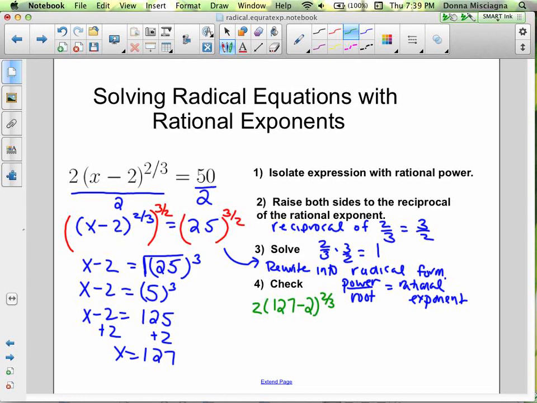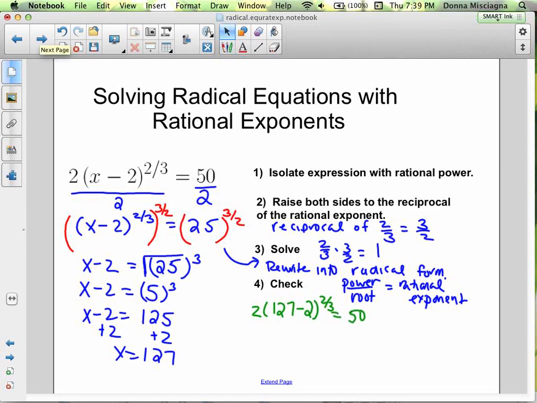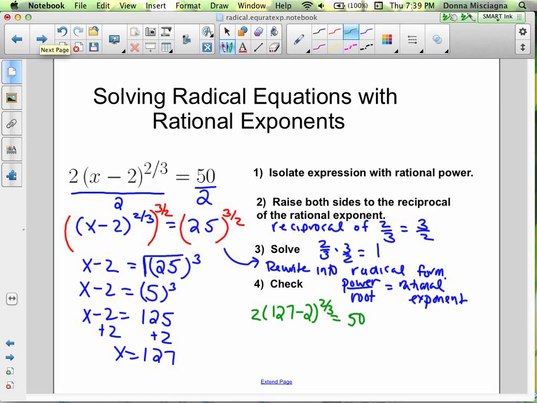To the 2/3 power equals 50. And always go back to your original. You don't want to go back into any step you simplified, because if you made an error on the first step and you try to substitute some other step, you won't know you made an error.